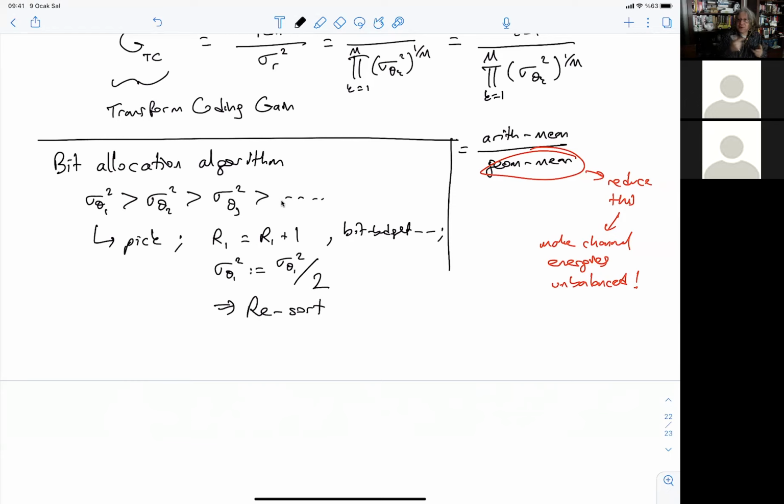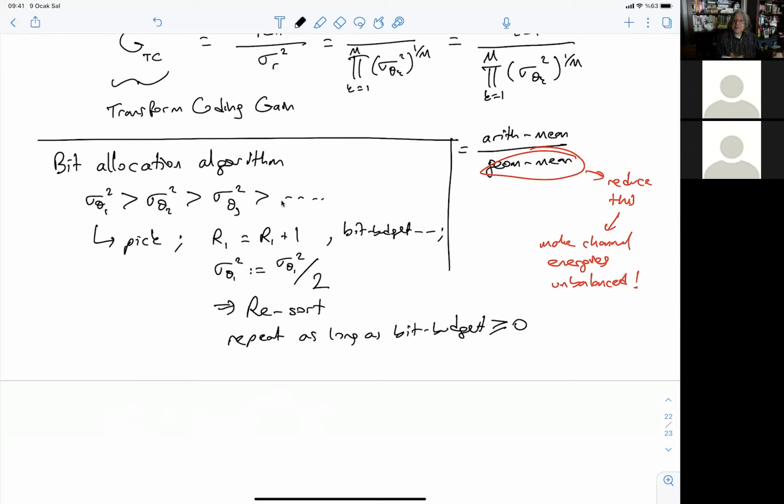Now let's assume that the first is again on top. It was 1 before. You assign 1 more bit. So you assign now 2 bits to the first channel, and its energy is halved again. So it's now 1/4 of the initial energy. And you sort again. So you repeat it and repeat as long as the bit budget is greater than or equal to 0. Because if the bit budget is 0, then you have to stop. You cannot assign any further bits.